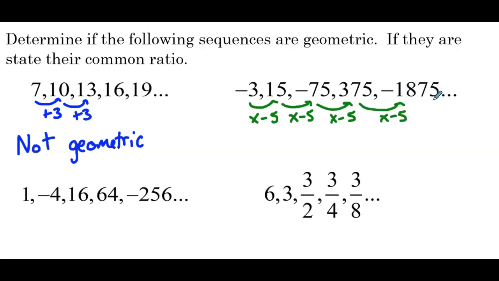Now if you don't trust me, you can always plug that into a calculator and do this multiplication out to see that if you take one term, multiply by -5, you would get the next. So we have a common ratio here, so this sequence is geometric. And the common ratio is -5.